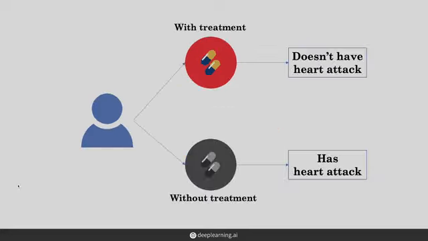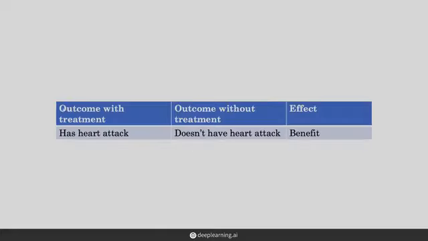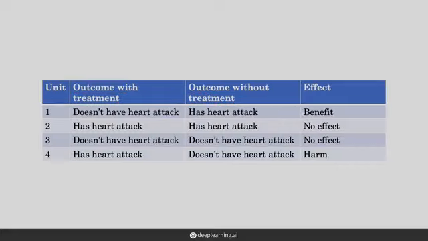One possible set of potential outcomes for a patient would be that with the treatment, they wouldn't get a heart attack, while without the treatment, they would. In this case, where the patient's outcome with treatment is no heart attack, while the patient's outcome without the treatment is a heart attack, we can say that the effect of the treatment was benefit for this patient. But treatment may not benefit everybody.